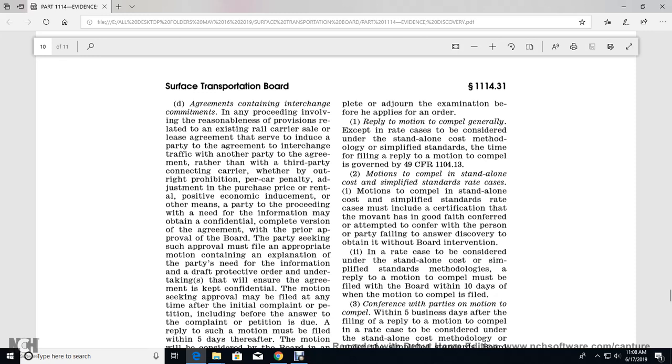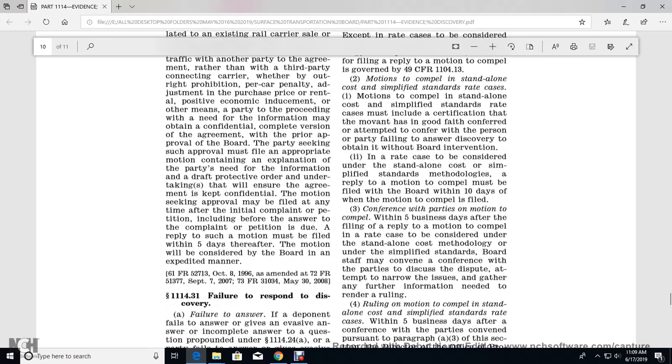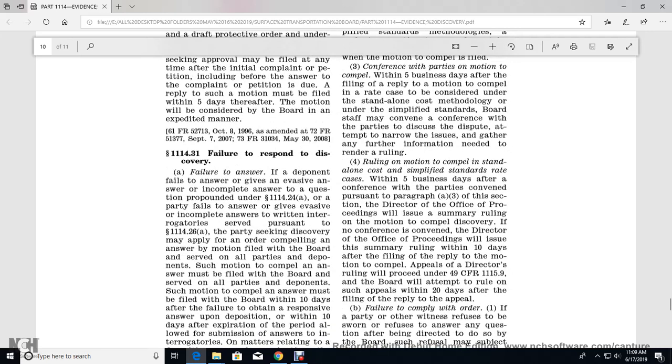Parties seeking the approval must file an appropriate motion containing an explanation of the party's need for the information, with a draft projected order and an undertaking that will ensure the confidentiality of the agreement. The motion seeking the approval may be filed at any time in the matter. For an initial complaint or petition, including the answer for the complaint or petition, the reply is due, and such a motion must be filed within 5 days thereafter. The motion will be considered by the board in an expedited manner.